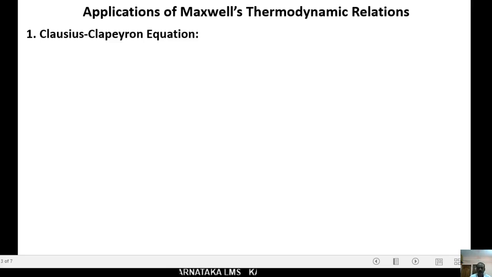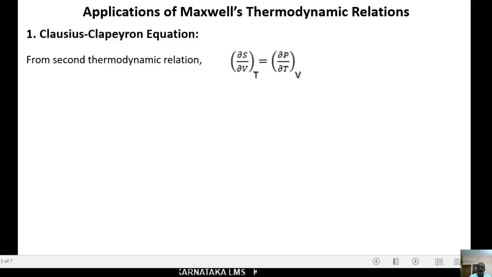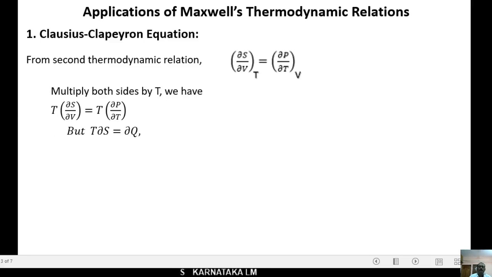Let us see the Clausius-Clapeyron equation. From Maxwell's thermodynamic relation, dou S by dou V equals dou P by dou T. Using this relation, we multiply by the temperature T on both LHS and RHS, we get T into dou S by dou V equals T into dou P by dou T. But you know the entropy equation, dou S is equal to dou Q by T, hence on simplifying, T into dou S equals dou Q.